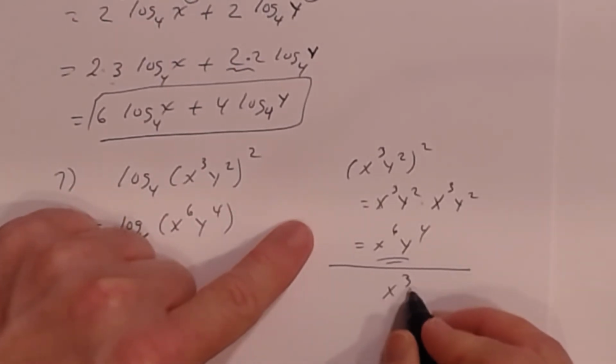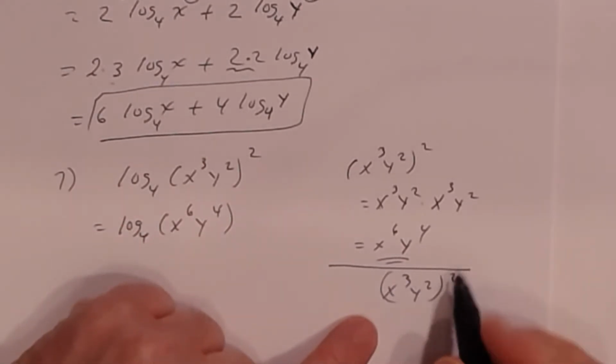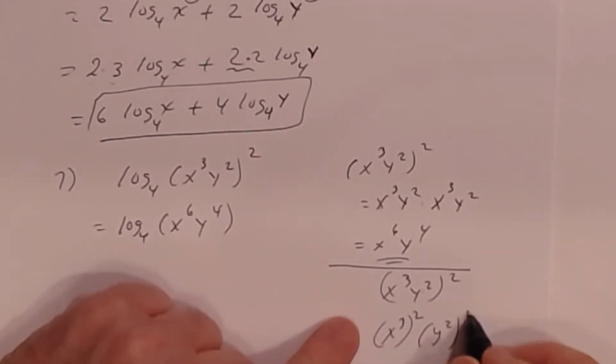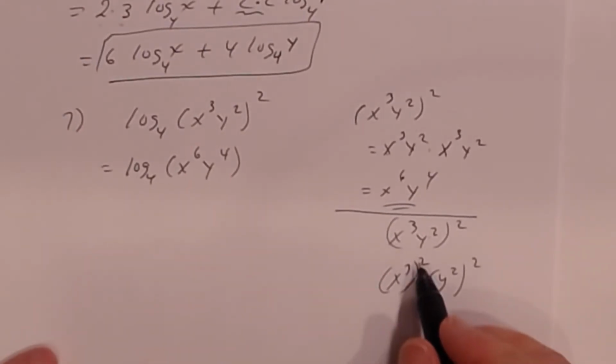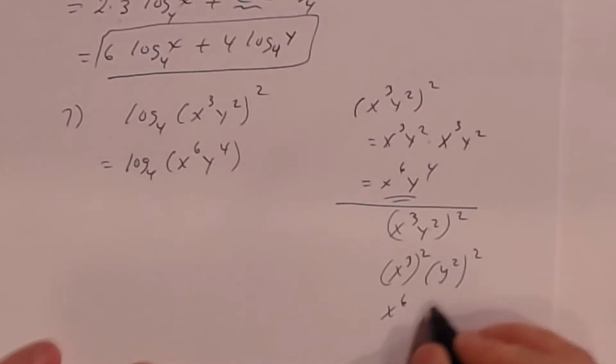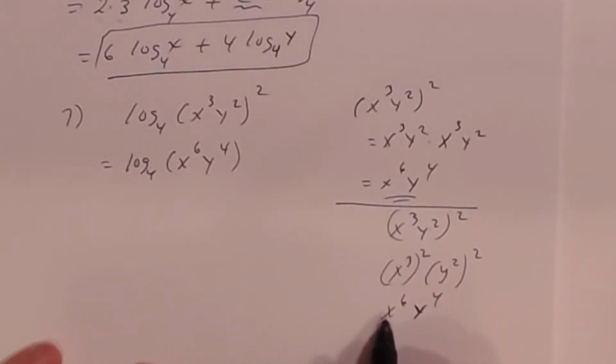Watch. (x cubed y squared) squared. You can take x cubed raised to the second power, and y squared raised to the second power. So each of these is being raised to the second power. And remember, when you have a power raised to a power, you multiply. 3 times 2 is 6. 2 times 2 is 4. So either way, you get the same thing. You get x to the 6th, y to the 4th.